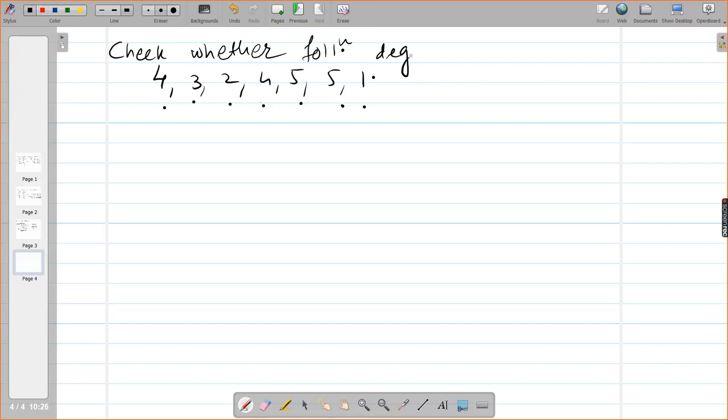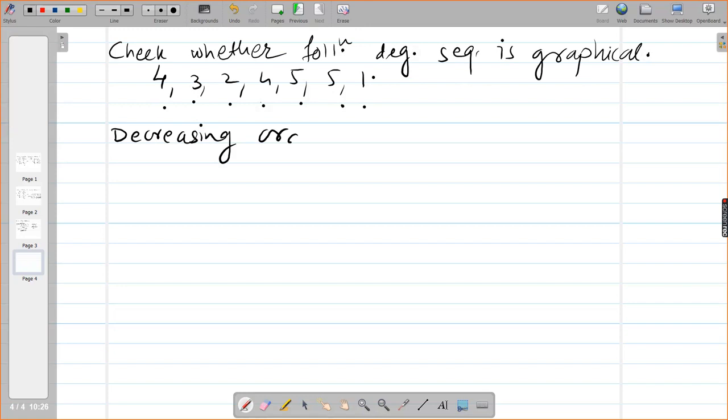Yes, ma'am. Check whether the following degree sequence is graphical or not. First of all, I have written the numbers randomly, so you have to rearrange the given sequence into decreasing order. You have to rearrange it in decreasing order. The method is very mechanical. So 5, 5, 4, 4, 3, 2 and 1. Do you understand this?